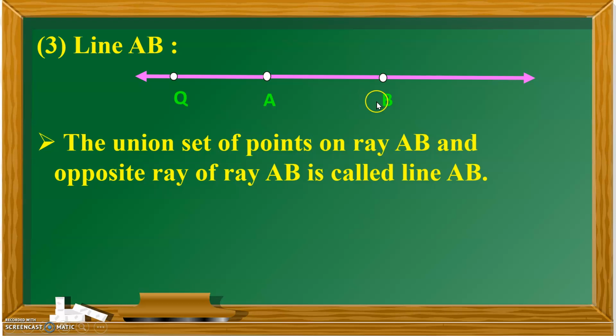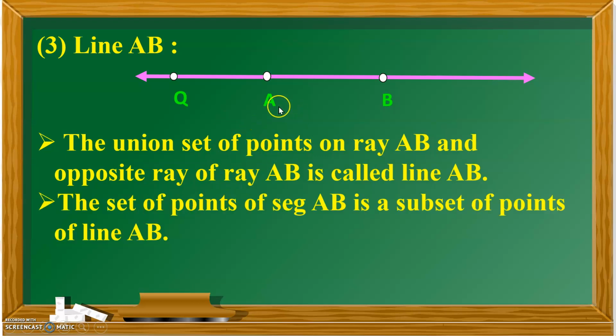It can also be called BA. Anyway, you can name this line. The set of points of segment AB is a subset of line AB. See, line AB is a bigger set and segment AB is a part of this. So segment AB is called the subset of line AB.